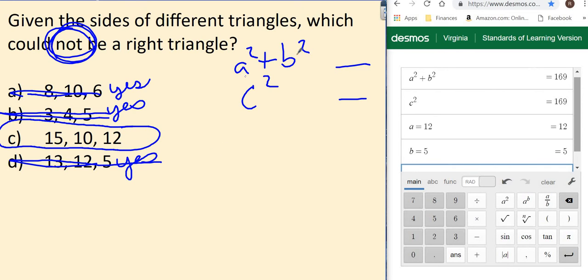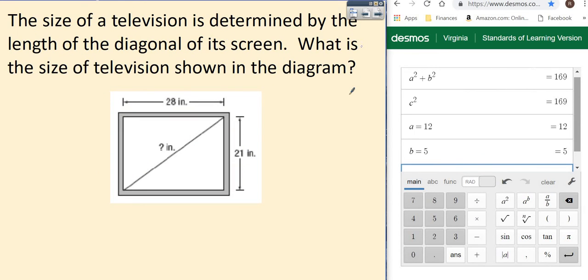So remember how to try this. This is really, really important, okay? If a squared plus b squared equals c squared, then it's a right triangle. If not, it is not a right triangle.